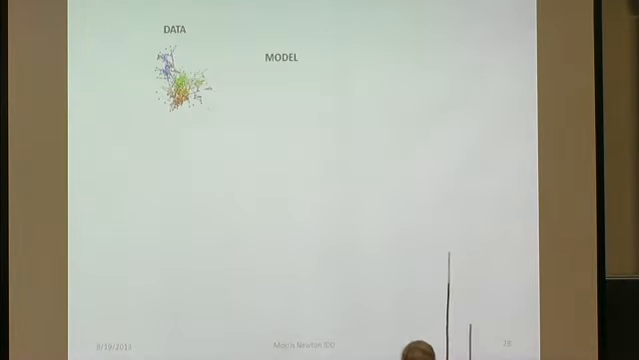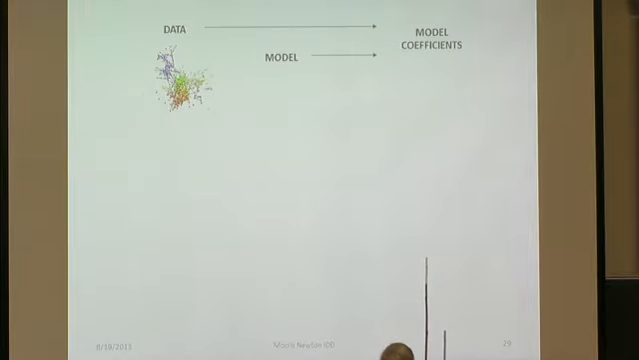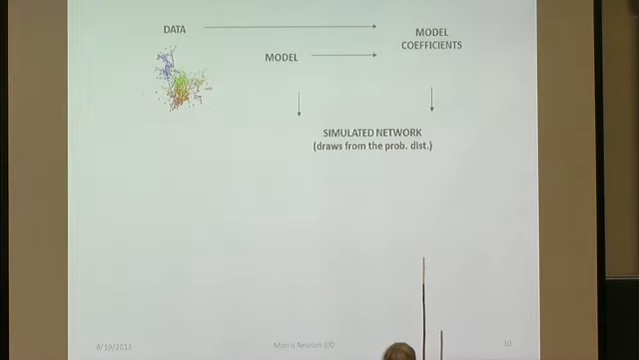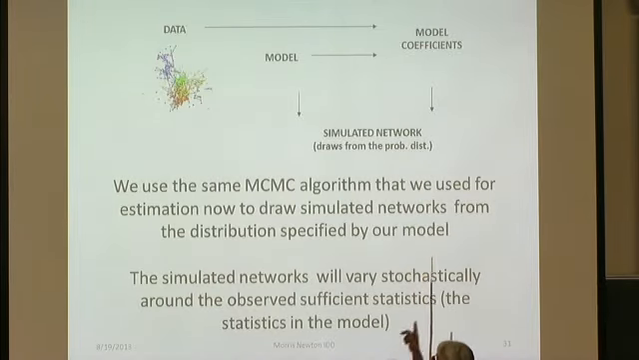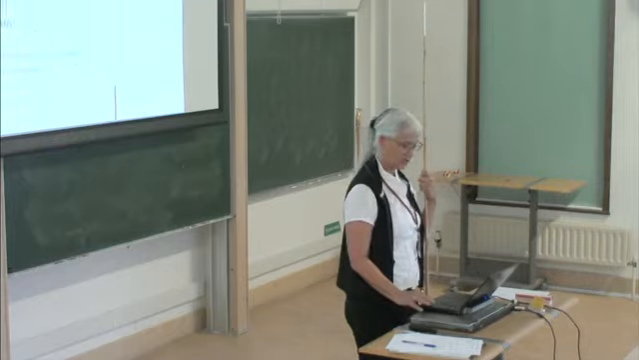And the way we look at these models is we start with the data and the model. We estimate our model coefficients with the ERGM using MCMC. From this, we can actually simulate networks from that distribution. We use the same MCMC algorithm used in estimation for the simulation part. Simulated networks are going to vary stochastically around the sufficient statistics.